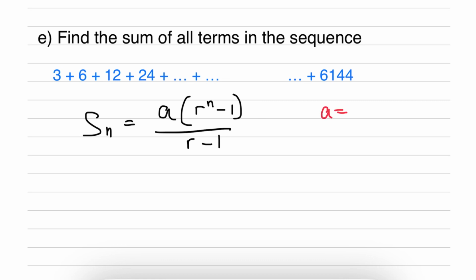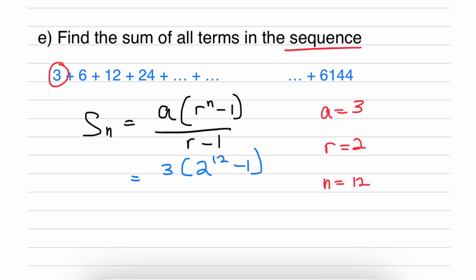Right, so a in this formula is our first term, which in this case is 3. R is the ratio that we've been using all the time, so our ratio is 2. And n is the number of terms that we are going to be adding together. So the number of terms in the sequence, which is 12. That's what we calculated. There are 12 terms in the sequence. So let's now substitute these values into the formula. 3 times 2 to the power of 12 minus 1, all over 2 minus 1.